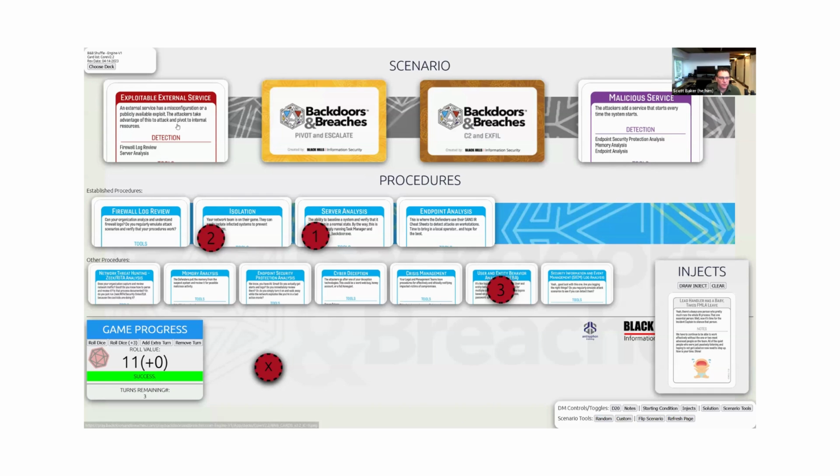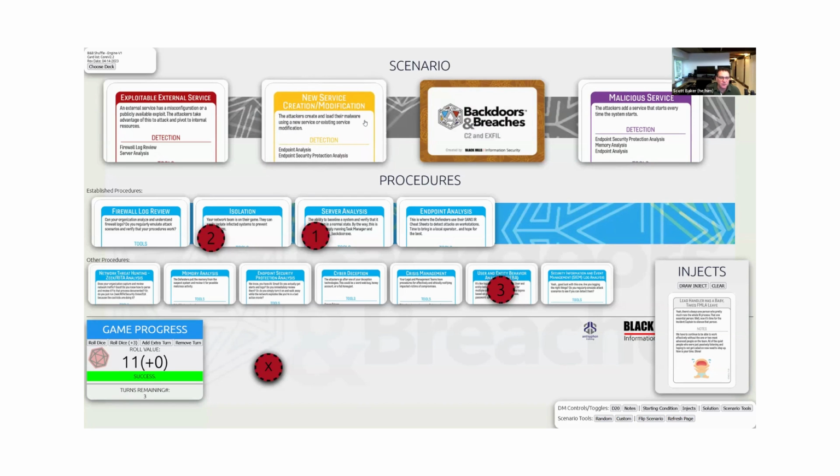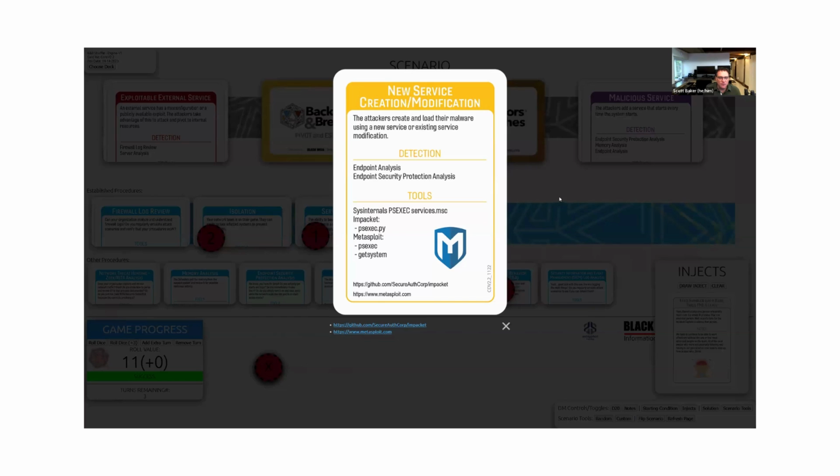So you found that it was an exploitable external service. They've actually installed a new malicious service in addition. The pivot and escalation in this was to create a new service or modify something that was existing. Endpoint analysis would have found that as well.